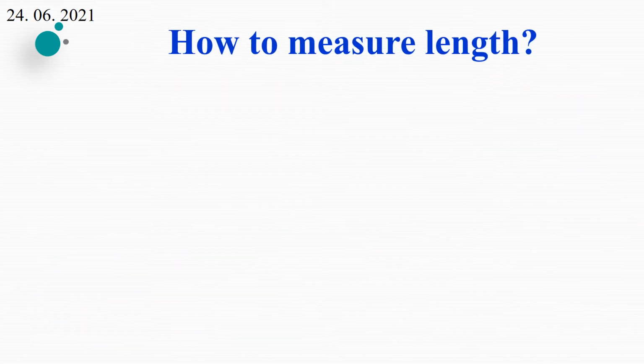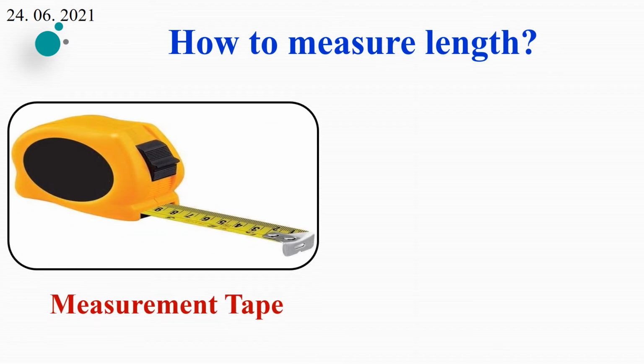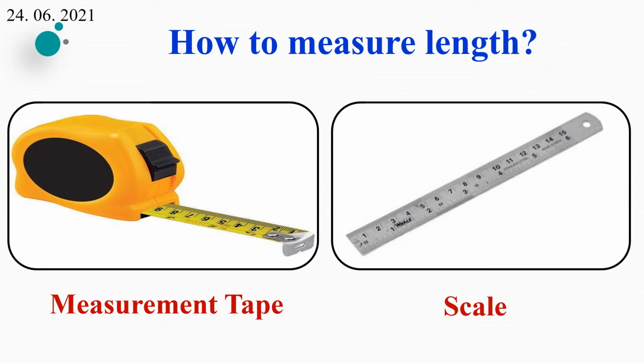Let's see how to measure length. The first one, measuring tape. Measuring tape is a flexible ruler used to measure size or distance. It is a common measuring tool. Second one, scale. It is used to measure length. When we measure a length, we have to use measuring tape or scale.